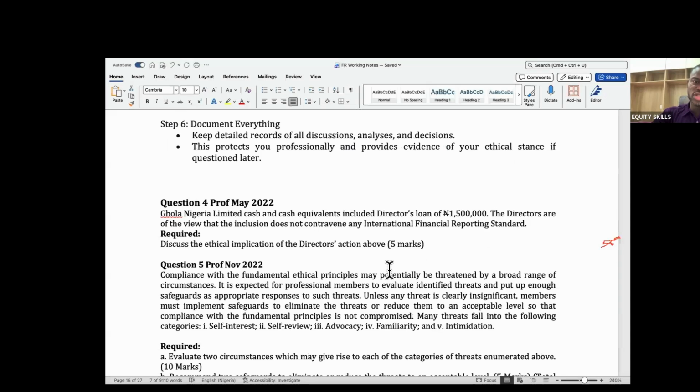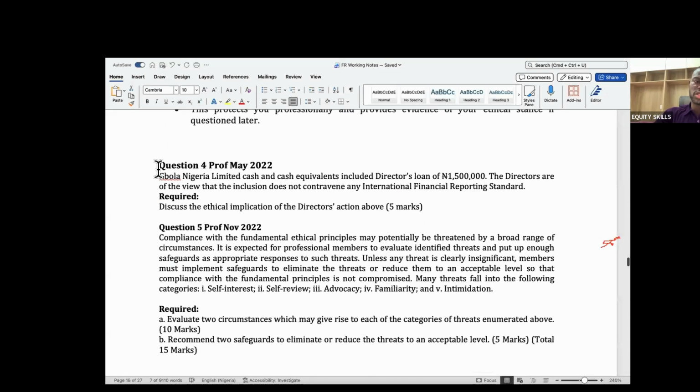So I stopped giving you the solution from question 4, but I need you to attempt something. It's the same pattern. Discuss the ethical implication. This one, the director was asking him to recognize a director's loan as cash. Imagine a director took a loan. You have taken a loan, something that is a liability and is a financial asset for the company. You are saying they should still keep it as cash. Money that you have taken.